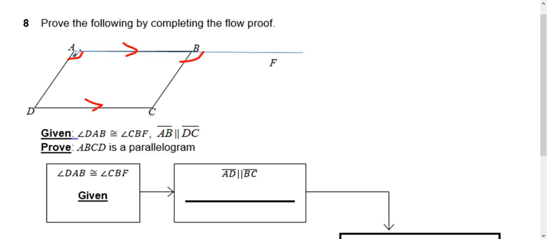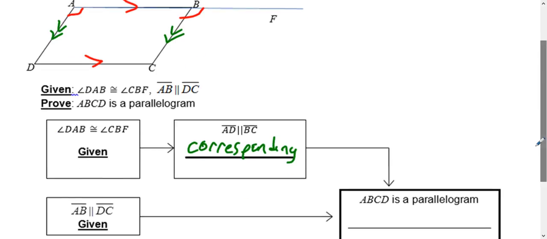So these two angles are congruent. This angle up here at A and this one at B. Those are congruent, which means that these two sides must be parallel because those angles are corresponding. Corresponding angles are congruent, that means the lines are parallel. So that's all it really took.